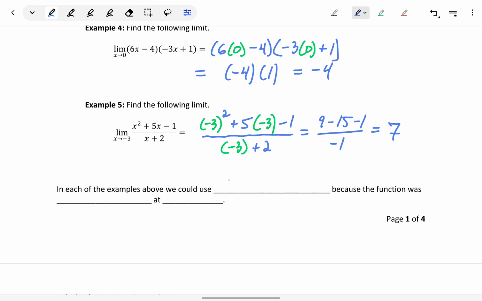In each of these examples, we could use direct substitution because the function was continuous at x equals c. Whatever value x was approaching, that function was defined and continuous at those points. The next few examples we look at are going to get trickier because we're going to consider how we determine the limit at points where the function is undefined, meaning this direct substitution method will fail.